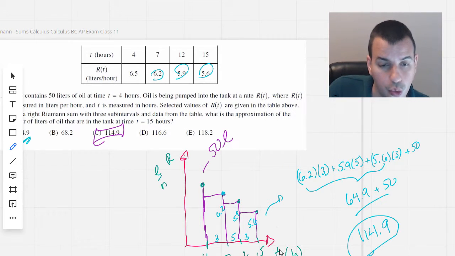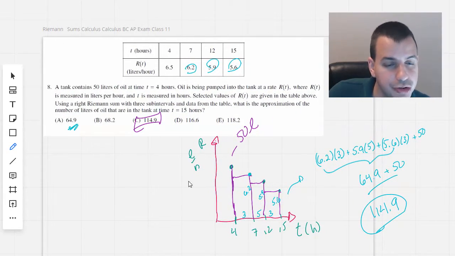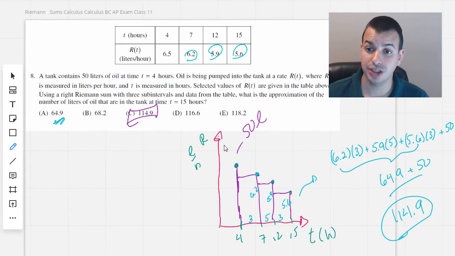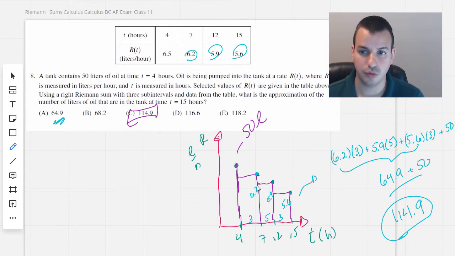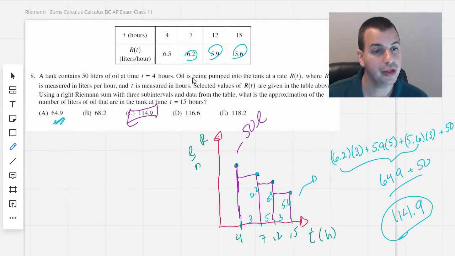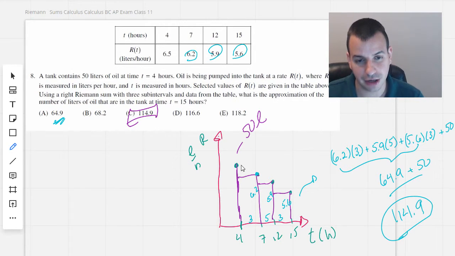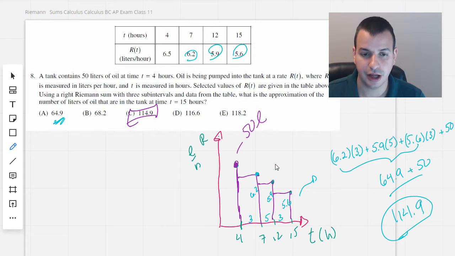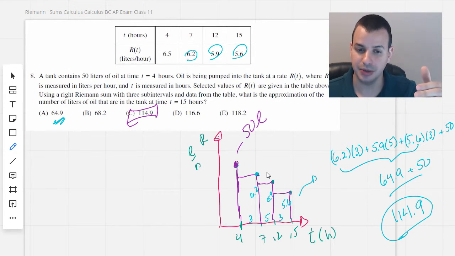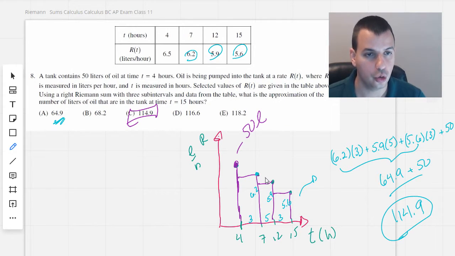So to backtrack and look at what happened here, so we were told to find a right Riemann sum with 3 subintervals. So 3 subintervals is the number of rectangles that we're going to have. The width of each rectangle was based on the difference between the x value here, or the t, ours. And then the height was based on the right value, because they told us a right Riemann sum. If they told us the left, then we would have drawn the rectangles using the left point, which would have given us actually bigger rectangles, which would have given us more oil.